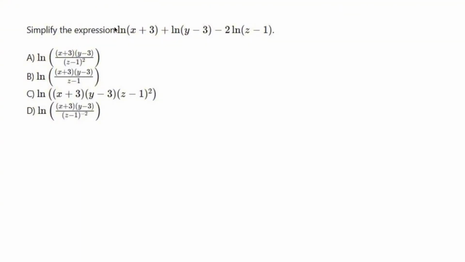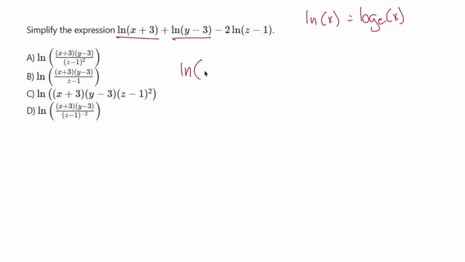Simplify the expression ln of x plus 3 plus ln of y minus 3 minus 2 ln of z minus 1. Remember, ln is just a fancy type of log. Ln of x is the same thing as log base e of x, which means ln follows all of the same rules as log base e. So you would look at these first and notice that these ln's are being added to each other, so you multiply the insides.